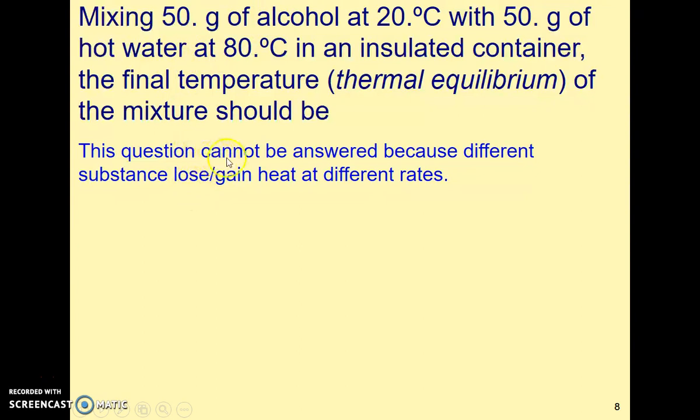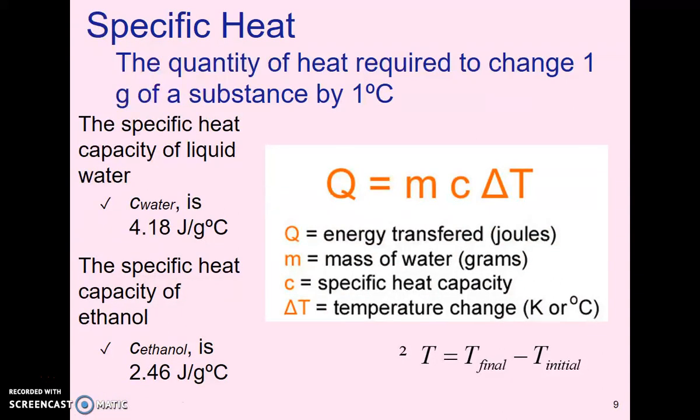And the reason for that is that different substances gain and lose heat at different rates. We're going to look at the math of this question again on Monday because the math's a little complicated. But today we're going to talk about why substances gain and lose heat at different rates. And that idea is based on something called specific heat, and you've seen this equation before. Specific heat is the amount of heat that is needed to raise the temperature of 1 gram of the substance by 1 degree.